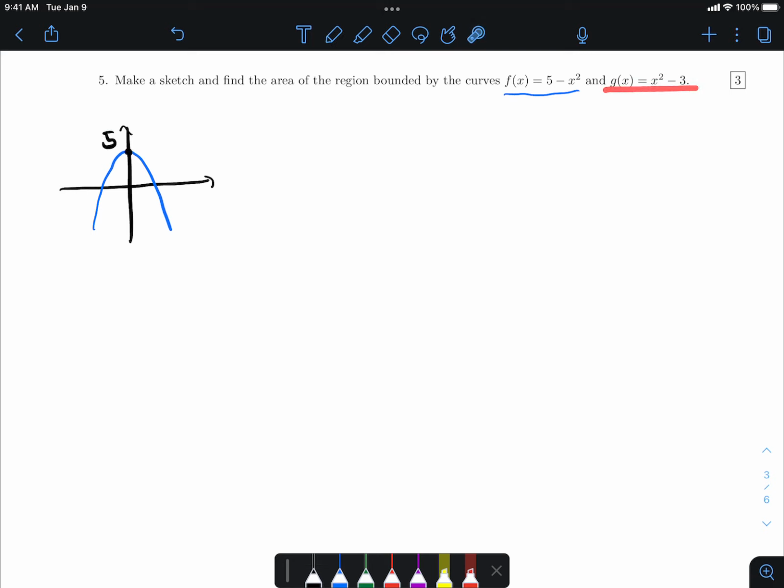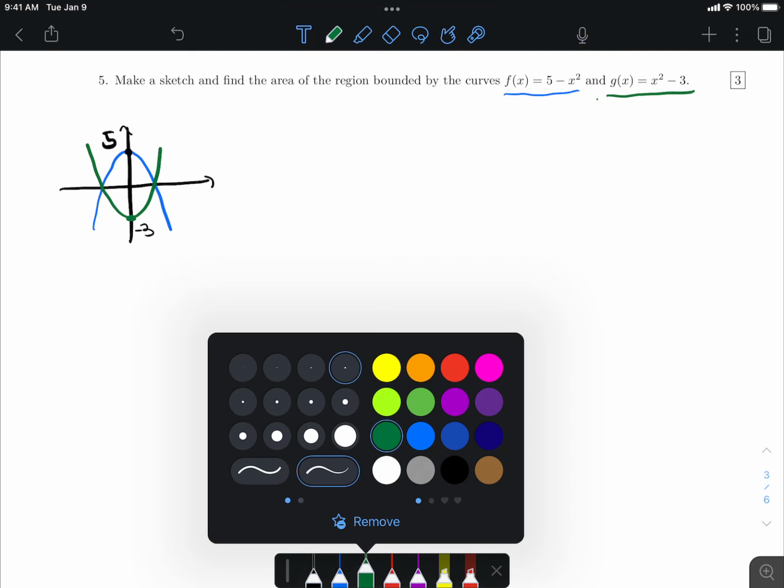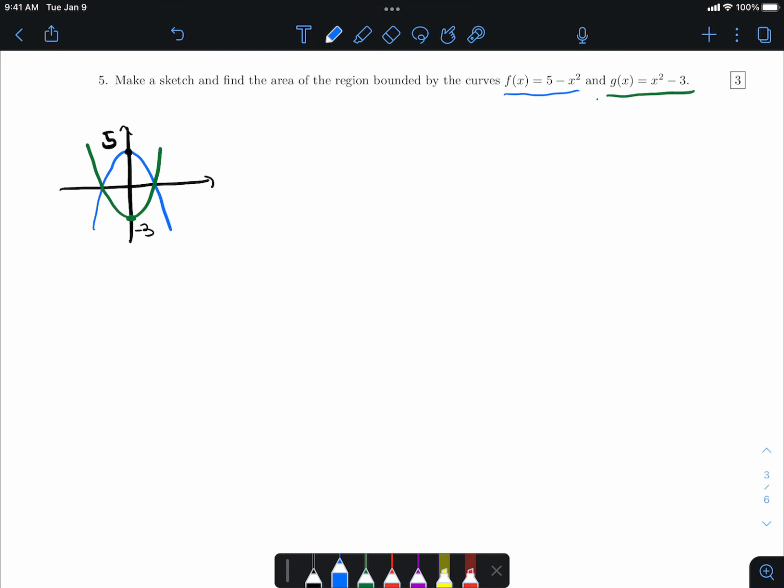Now this other one, I'll use green for it. This is x squared minus 3, so now it's concave upward because it's positive x squared, but it touches the x-axis, or the y-axis, excuse me, at negative 3. That is my shape. Now exactly where these two meet, I don't know yet. I will find out, but I'm being asked for the area, for this purple area right there.